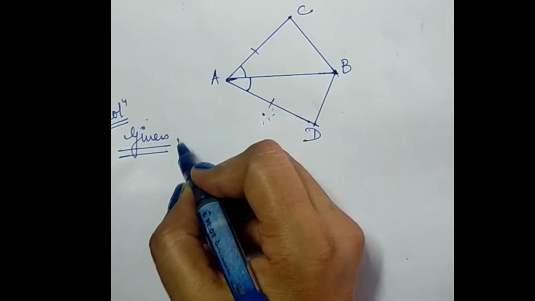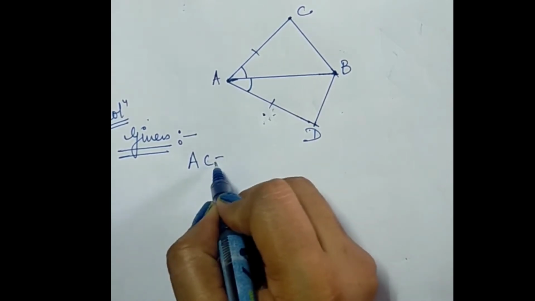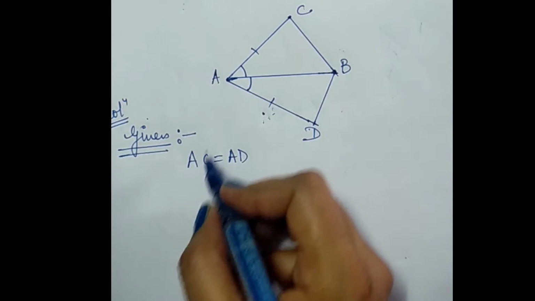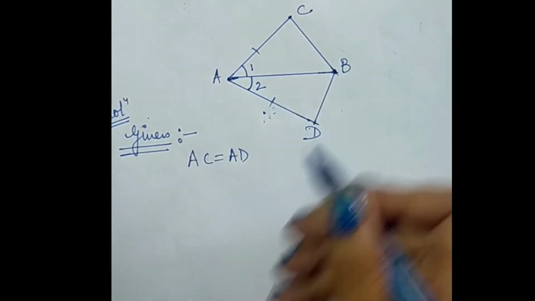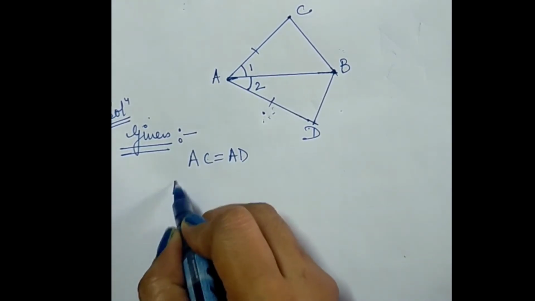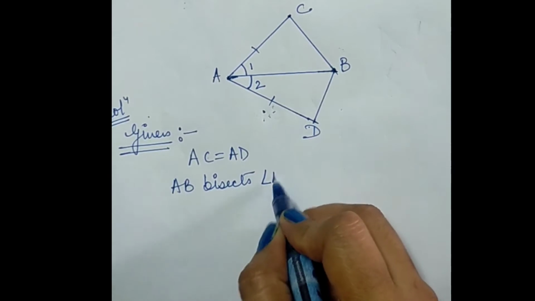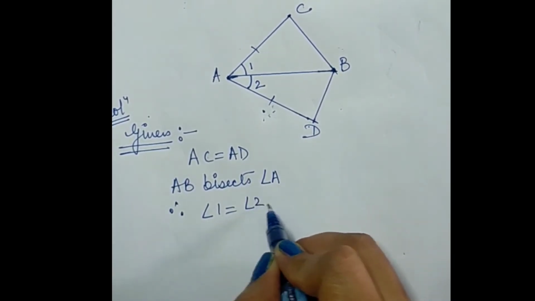First of all, whatever is being given, we are going to mention that. First thing is AC equals AD. I have denoted it with the signs as well. And AB bisects angle A. I am going to name these angles 1 and 2. So as AB bisects angle A, therefore we can write 1 is equal to 2.